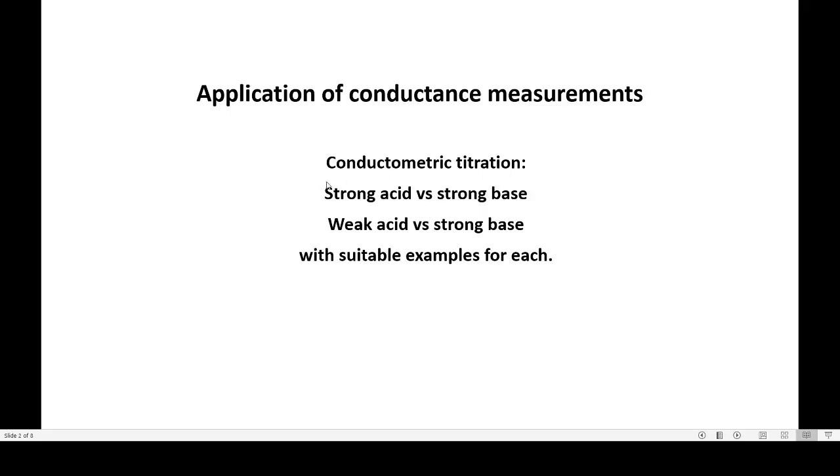In this session, we are going to discuss two conductometric titrations. One is strong acid versus strong base, and another one is titration of weak acid against strong base, with a suitable example for each.